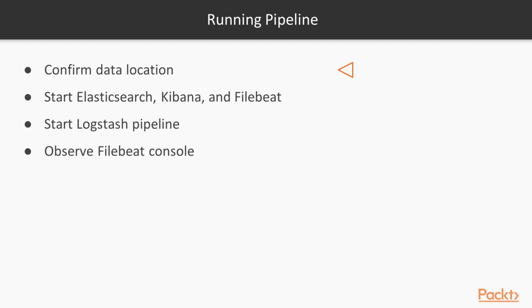This starts by first confirming the location of your log data in your actual directory structure and in the filebeat.yml file. Make sure everything matches. Next, we start ElasticSearch, Kibana, and Filebeat. We then start the Logstash pipeline. And finally, we check out Filebeat console to observe documents being added to ElasticSearch. And that concludes this video.